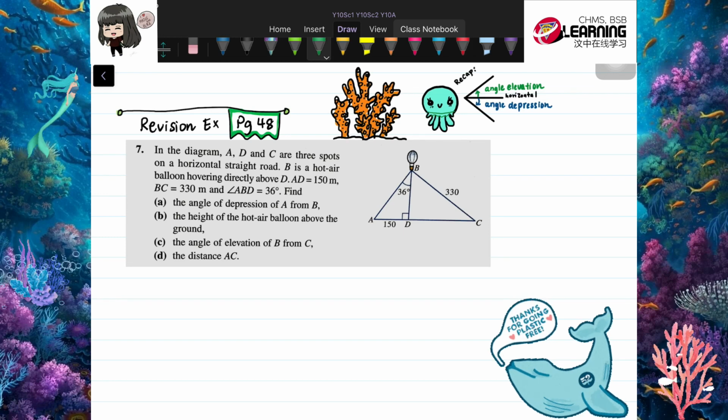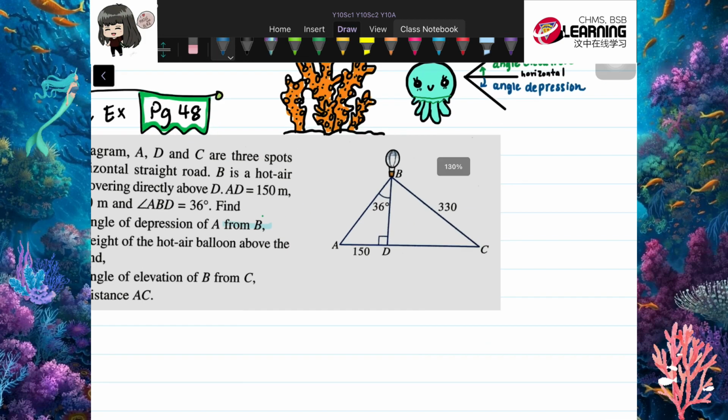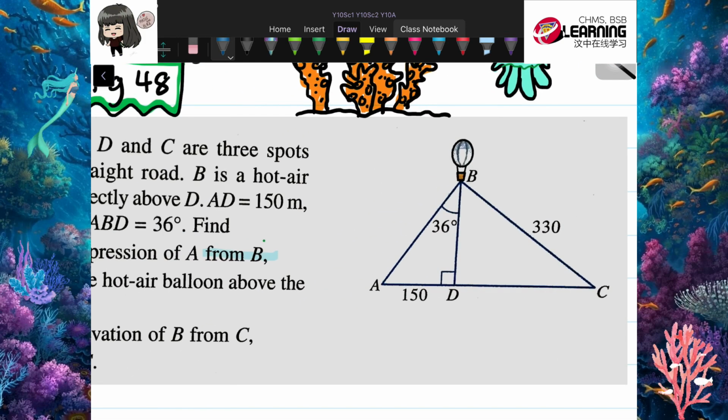Okay, so when we are looking at this hot air balloon over here, this is your B, because we are looking at the word from, right? From B. And then when we are looking from B here, there is no horizontal level. So what you're gonna do is you're gonna draw a horizontal level. But look at what they want you to find. The angle of depression of A, not C. If C, then you are drawing like that.